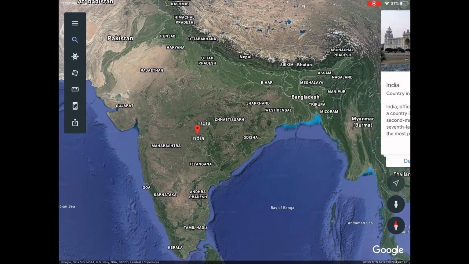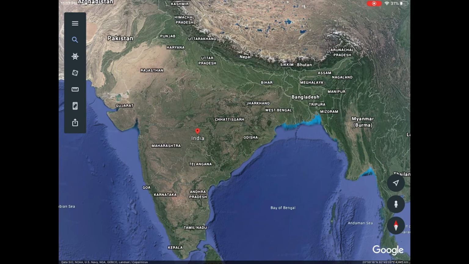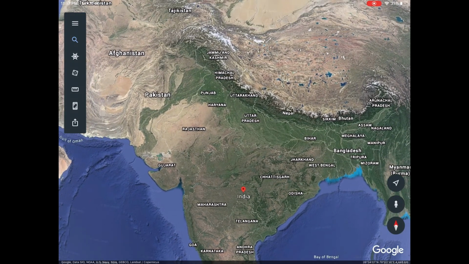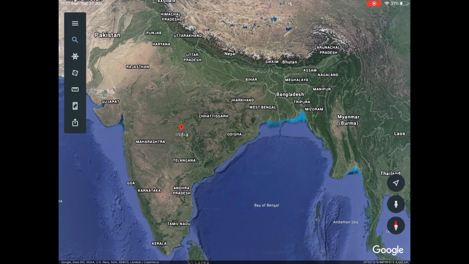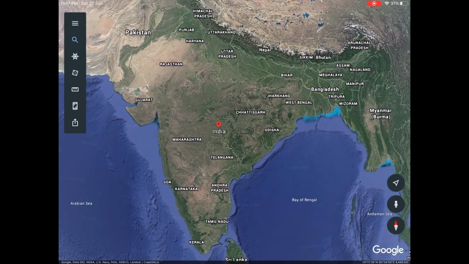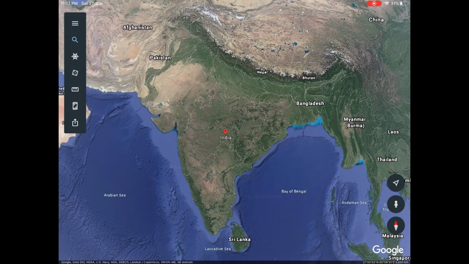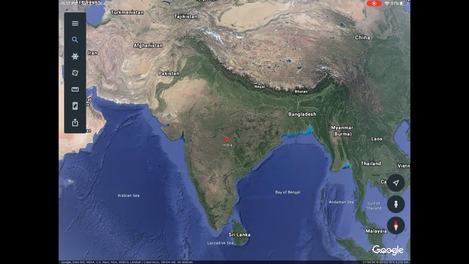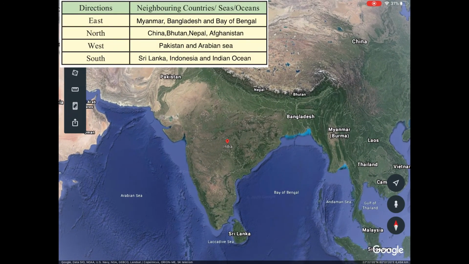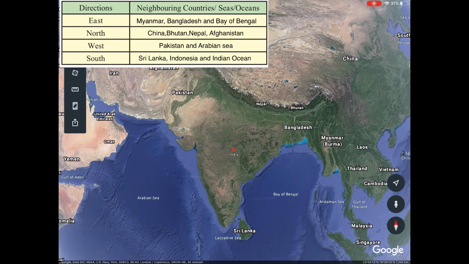Okay, so we got India and the neighboring countries as well. Pakistan, then Jammu Kashmir. We have Bangladesh, Sri Lanka. Now let us name the neighboring countries. I'll just zoom like this so that the neighboring countries will also be clear.